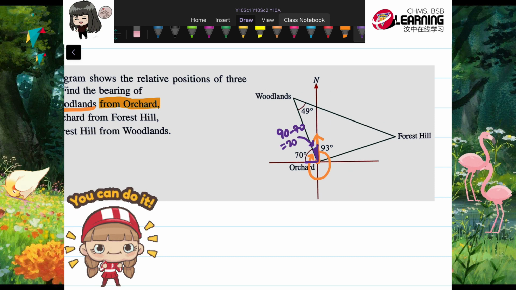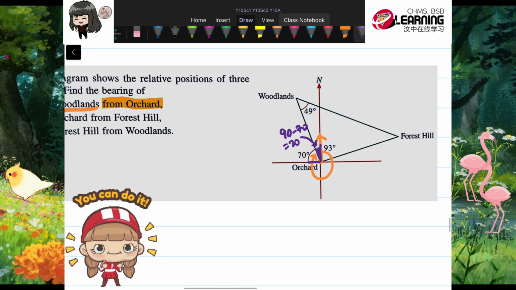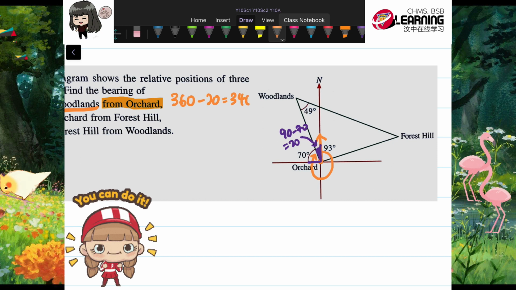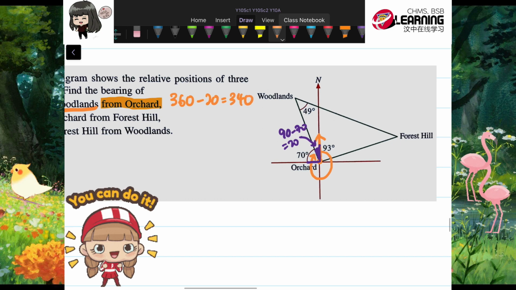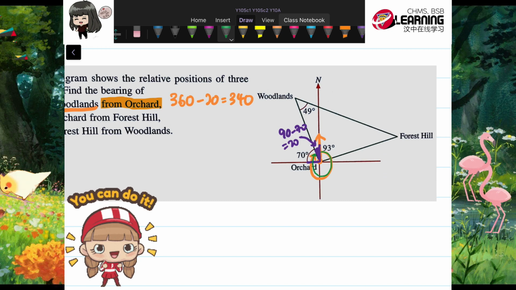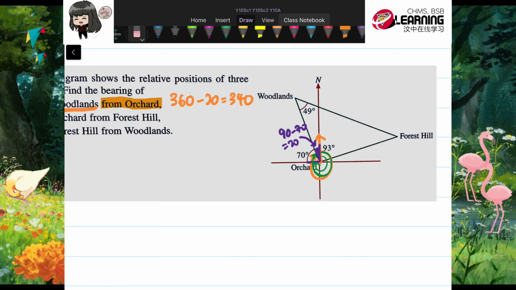So when we want to find this whole angle, we use 360 minus the 20, so we get 340. Or in another way, you can do 270 plus 70. This angle here is 270 and then plus this 70. You will also get 340. That's for part A.